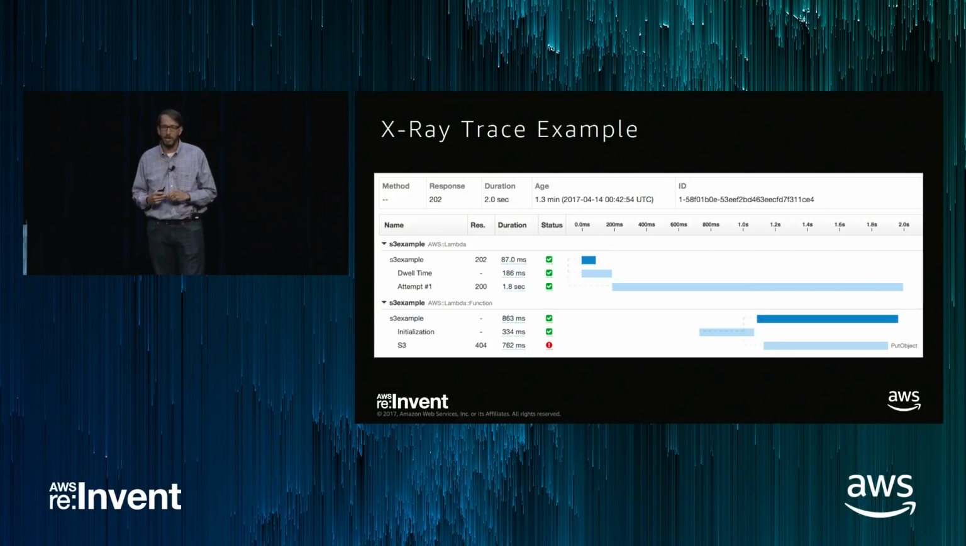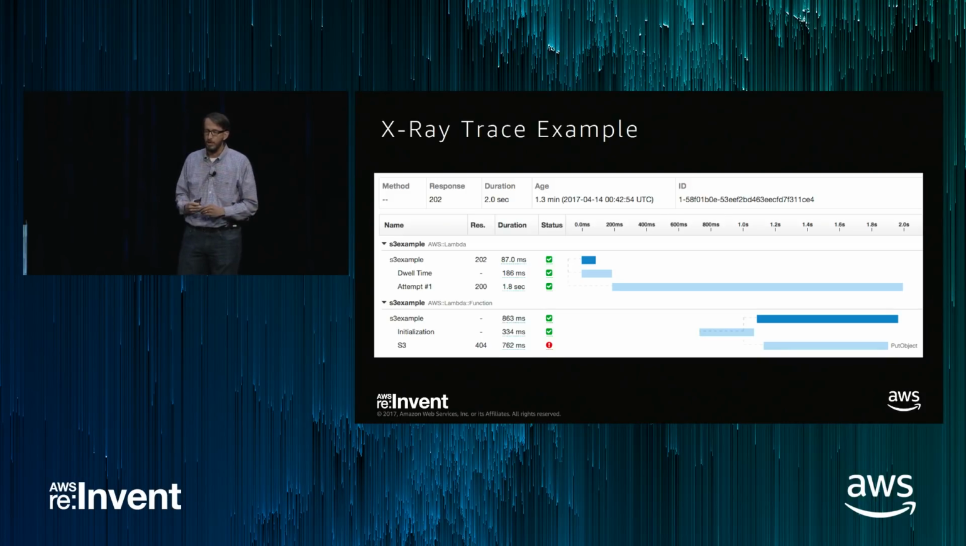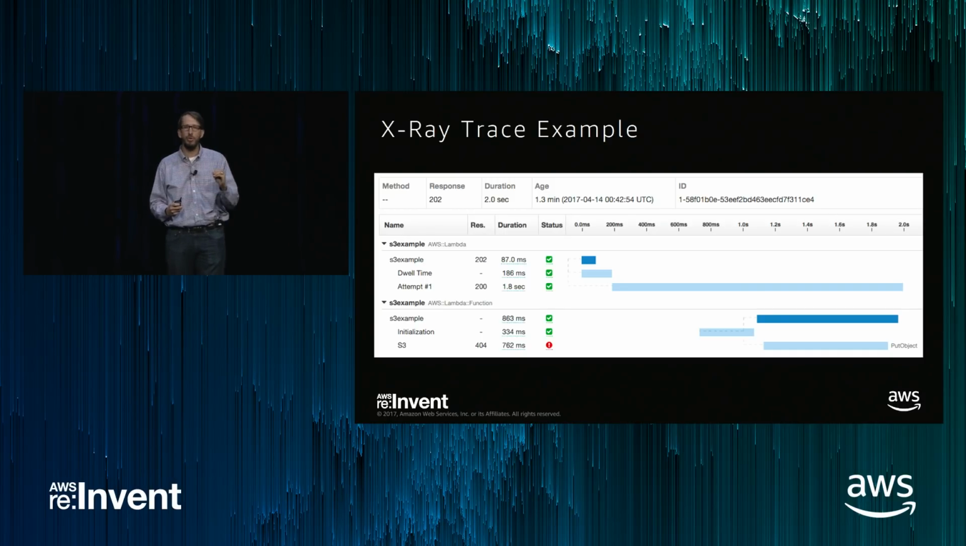Here's a quick example of what's produced in X-Ray for a Lambda function. The top half of this graph is pertinent to the Lambda service itself, and you can see dwell time, as an example, or how long a function waited for the Lambda service to begin executing. And then you can see the entire duration of your Lambda function executing from start to finish with respect to the service. Below that is specific to your function.